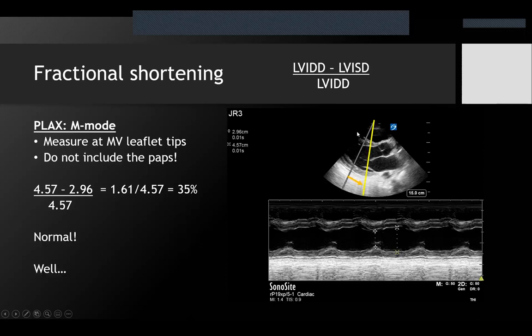Except this was one of my early echoes, and you could see that I didn't follow my own advice. Look where my M mode cursor was, all the way down here. It should have been over here at the mitral valve leaflet tips. So this was invalid, not validated, it would have had to be here, although I suspect it still would have been normal. So this is how you would use M mode to measure fractional shortening, to measure how much that chamber width changes throughout systole in the parasternal long axis view.